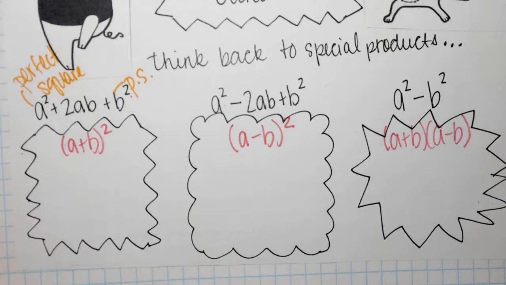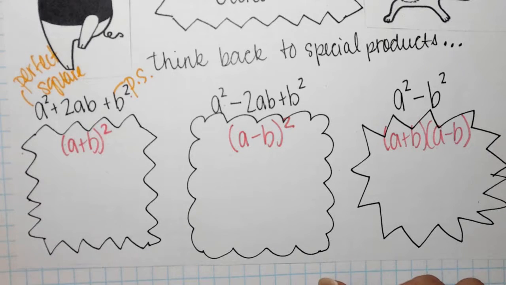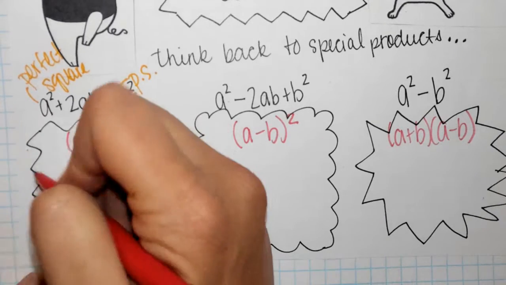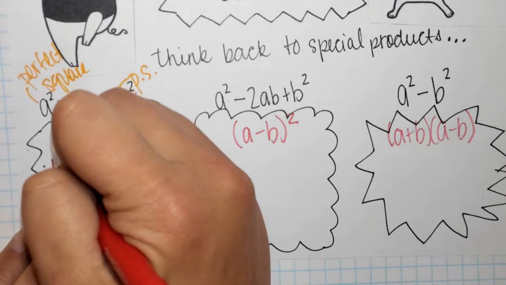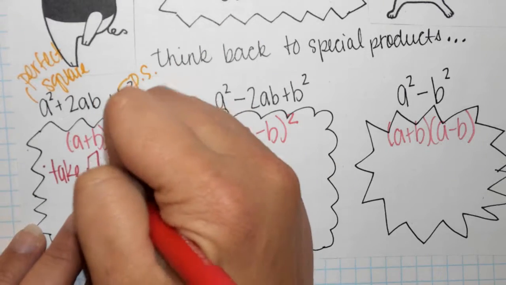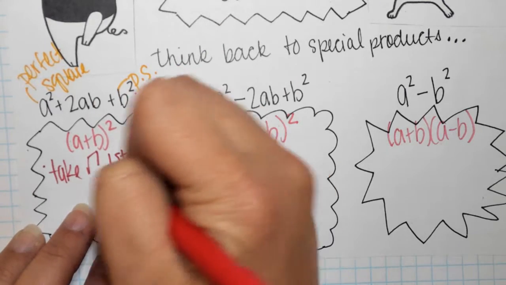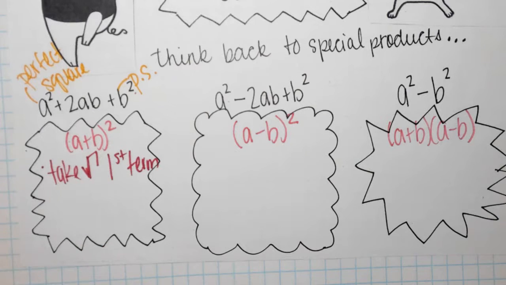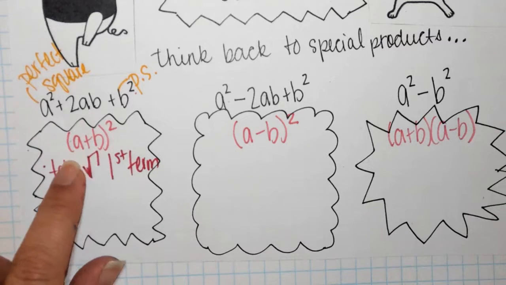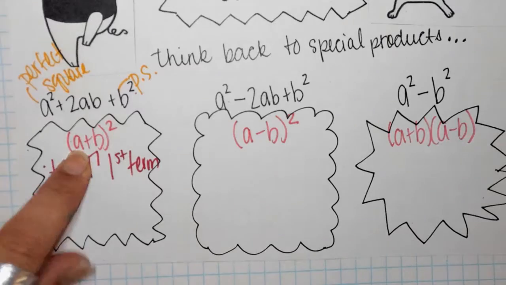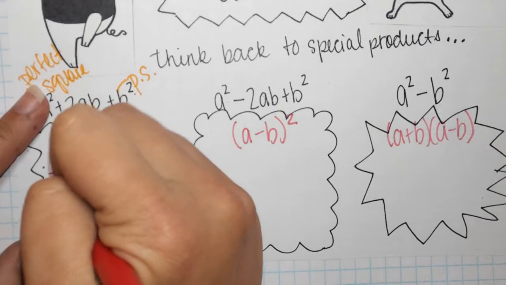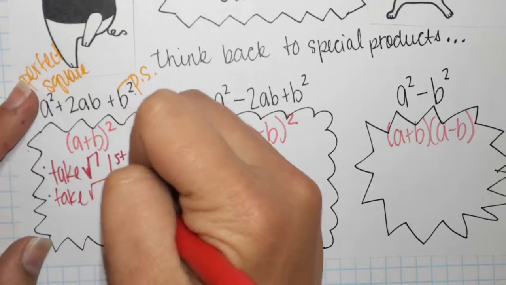Are you ready? So take the square root of the first term. What would the square root of A squared be? A. So we did that. We have an A. Then you take the square root of the third term.